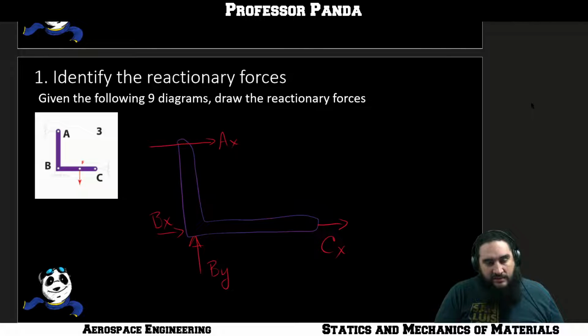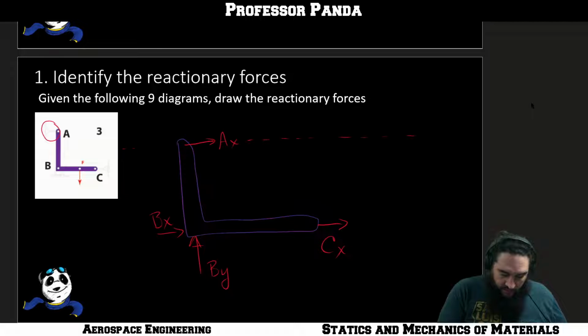And you know what? I did something a little bit interesting here. On the AX arrow, I used the principle of transmissibility, which means basically that anywhere along this line, I can draw AX, and it doesn't violate any rules. So I probably should have just done something like this. Make it clear.